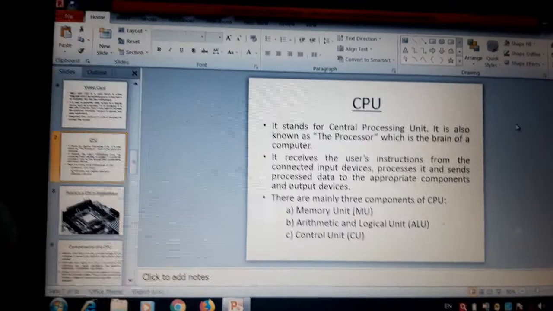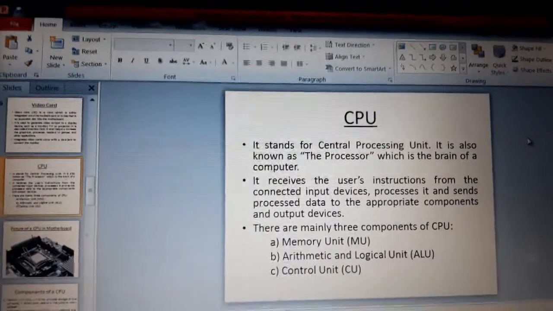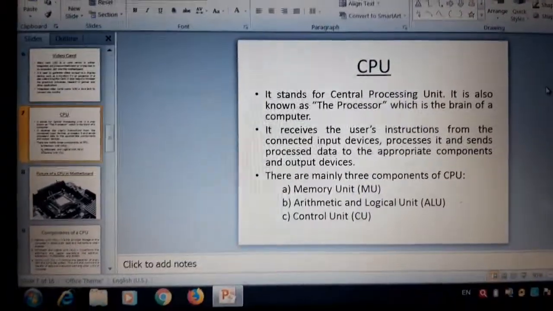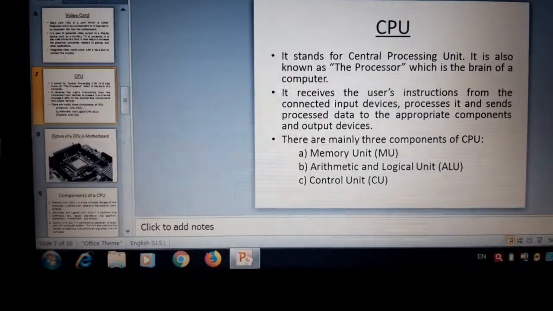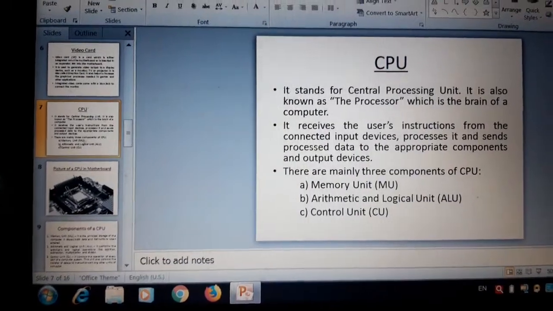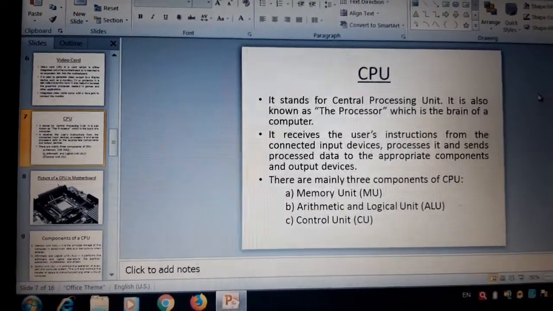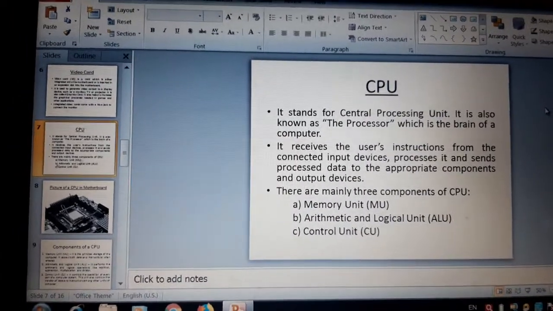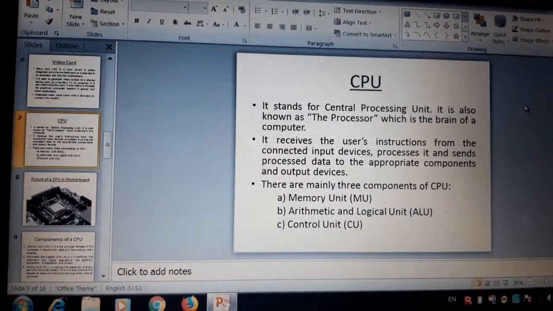So first of all I want to ask the question, what is CPU? Its full form is Central Processing Unit. It is also called the brain of the computer. It is also known as the processor, which is the brain of the computer. It receives the user instruction from the connected input devices, processes it and sends processed data to the appropriate components and output devices.